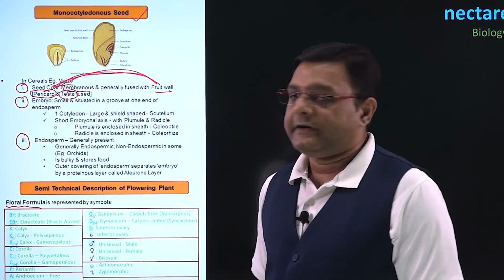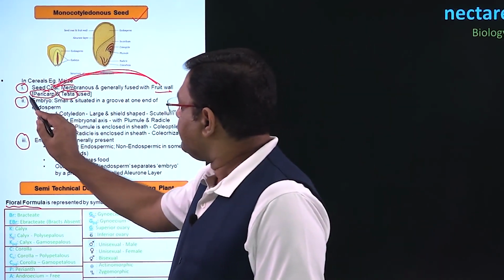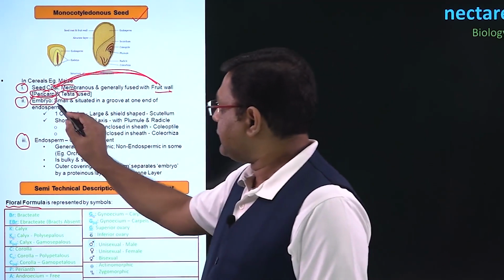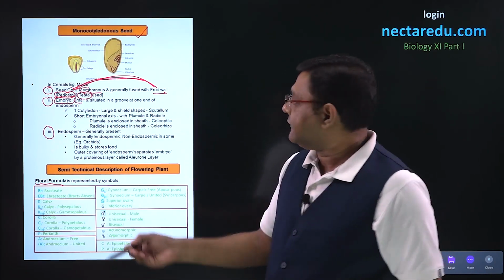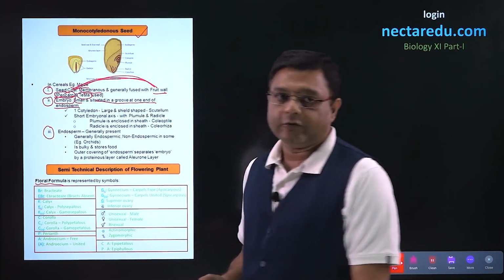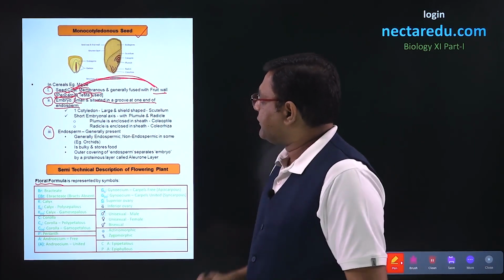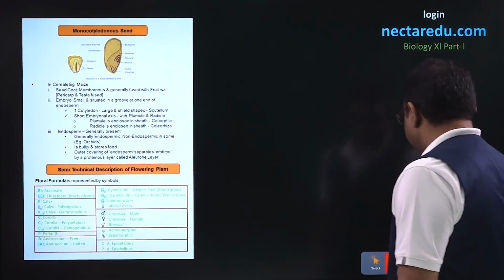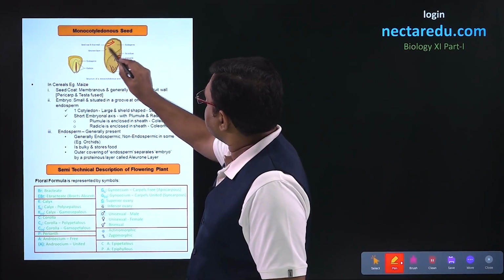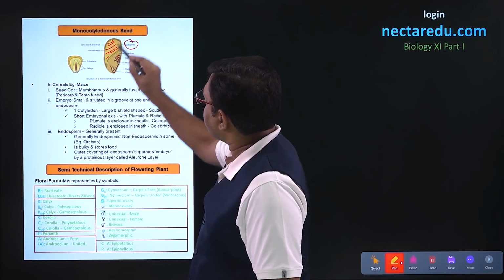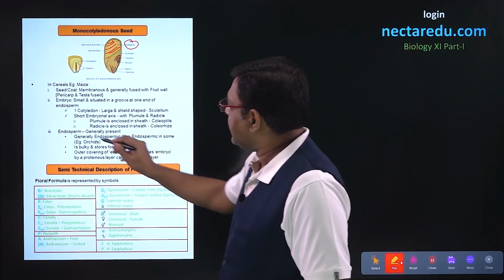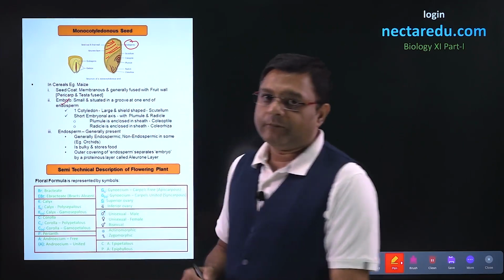Now, below the seed coat, there will be embryo. Embryo in the case of monocot seed will be small in size and it will be situated in a groove at one end of endosperm. In this particular diagram, we can see that this whole structure is the endosperm, and the remaining structure which is present, that is actually the embryo.